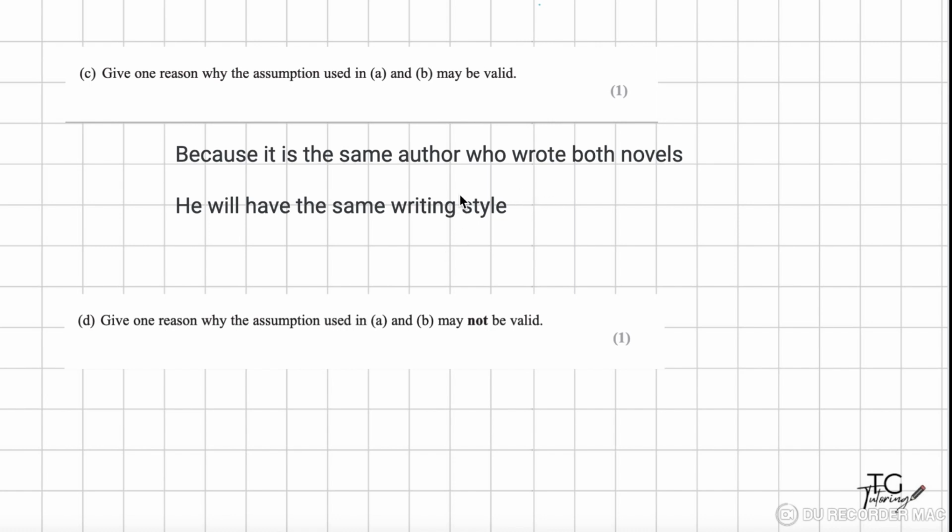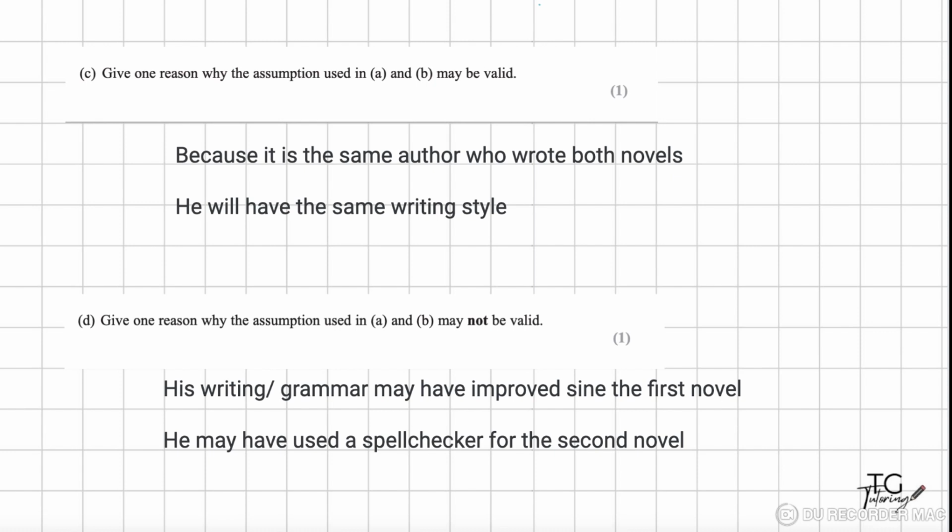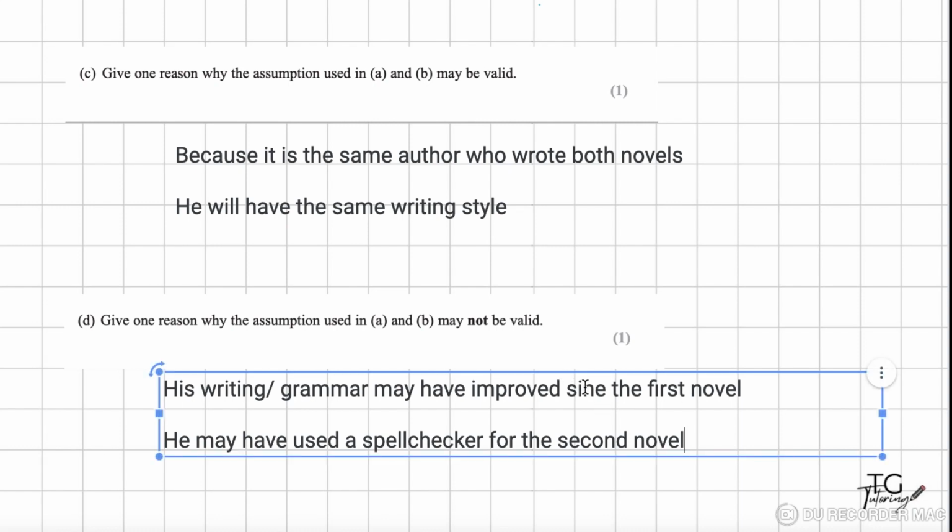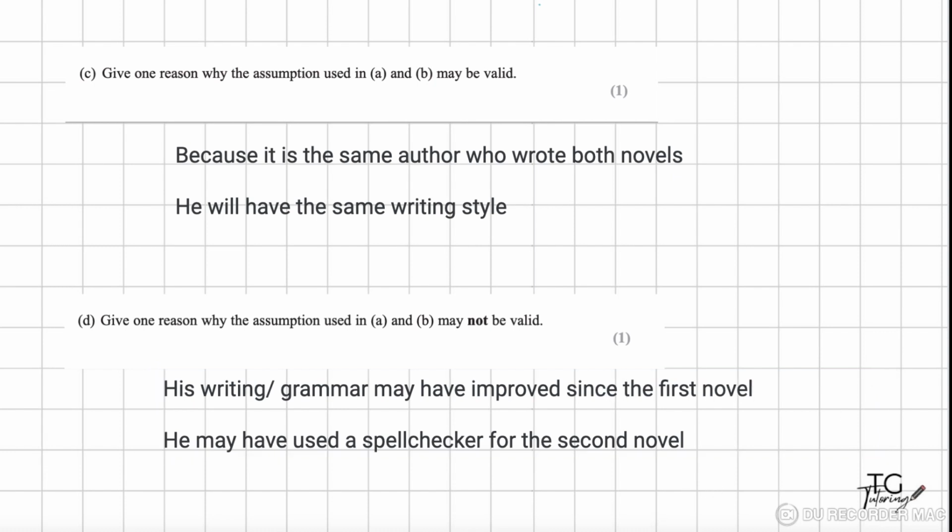And then on the other hand of the argument, it says give one reason why the assumption used in part A and B may not be valid. So in other words, why might the second novel not have the same amount of errors as the first novel? His writing or grammar may have improved since the first novel. Excuse my spelling mistake there. He may have used a spell checker for the second novel, something that would imply that his writing will have improved, which would therefore mean that there'll be fewer errors, or there'll be an impact on the number of errors.